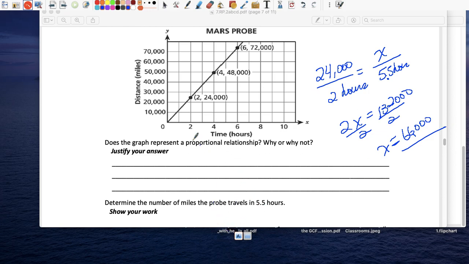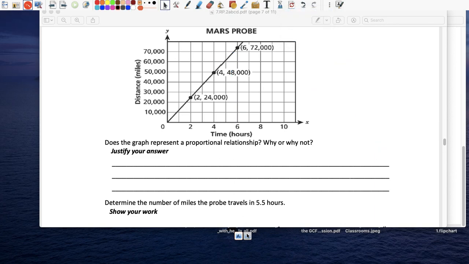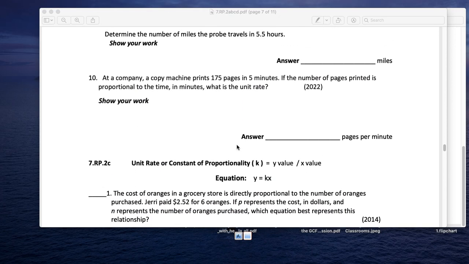Right, so in 5.5 hours, which is 5 right over here, does that sort of look like 66? Sorry, it looks like 66,000? I think it does. Okay. All right, so far, pretty standard.